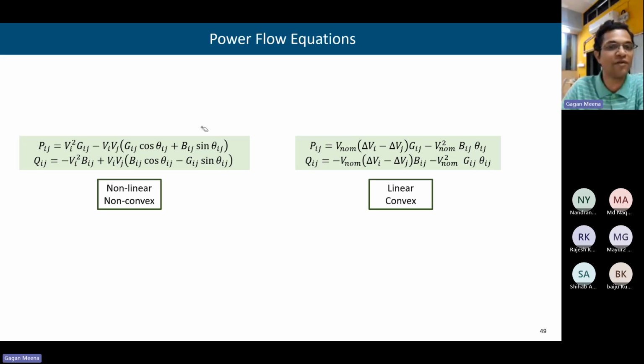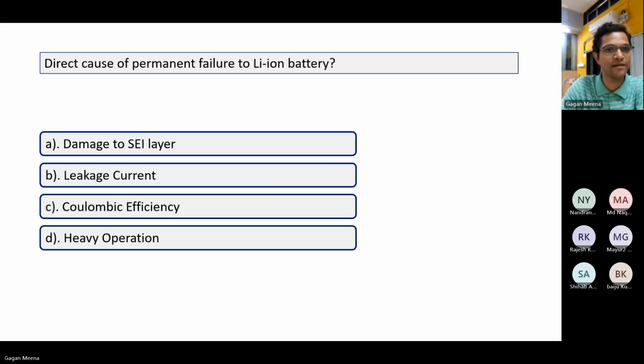So we want to linearize systems. We avoid these sine cos terms, and now it becomes linear and convex. We will discuss convexity in the next class maybe, or when optimization comes up. And for linear systems, we have good solvers available and we can solve them very quickly. That's why we want to simplify the equations.